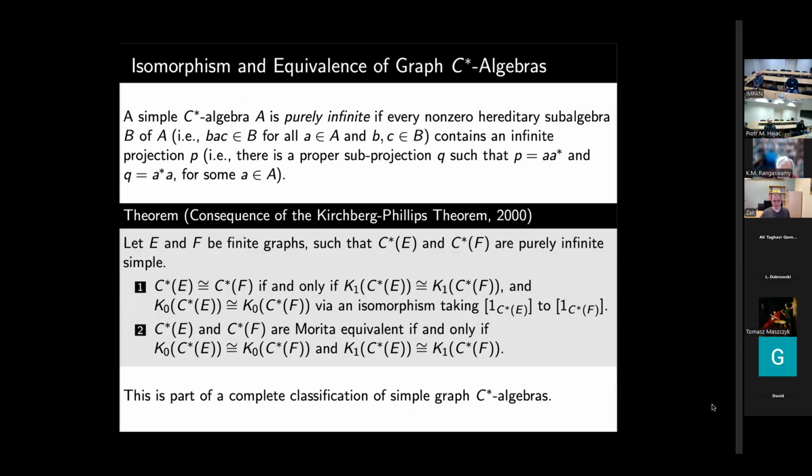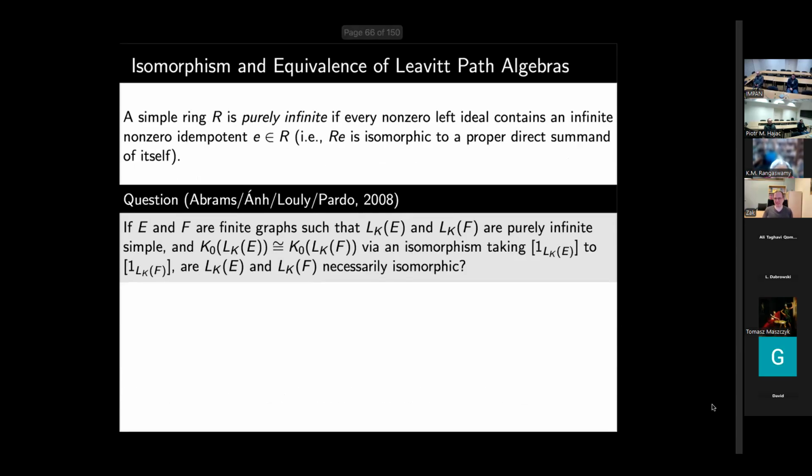I didn't put the whole classification here, just one piece in the purely infinite case. And here, using K0 and K1, you can classify these things. You can describe when they're isomorphic and when they're Morita equivalent. And in the case of Leavitt path algebras, people really tried to do that and couldn't. So some simple Leavitt path algebras are perfectly well understood.